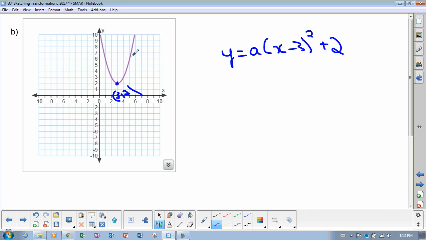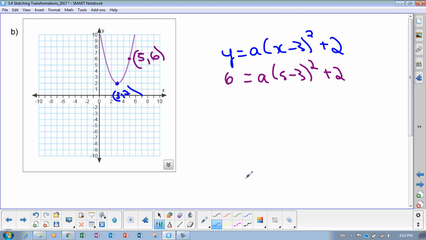Next, I'm going to identify a perfect point. I'm choosing this one because it's exactly at 5 and 6. So now I'm going to sub that in. I have 6 = a(5 - 3)^2 + 2.